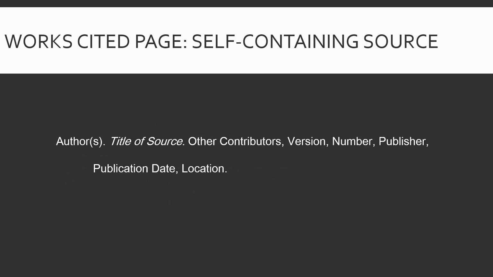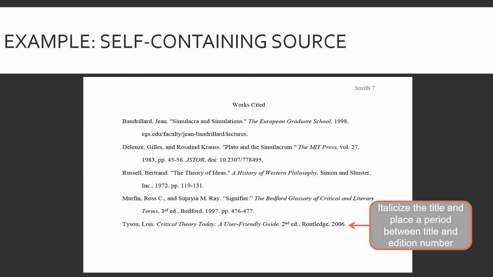Here's the pattern for a self-containing source. First, we have the author or authors, then we have the title of the source. Notice that the title is italicized and there's a period after the source's title. That is because the entire source is being cited and not a smaller piece from within it. Next, we will list the other contributors, then the version, the number, the publisher, the publication date, and finally the location.